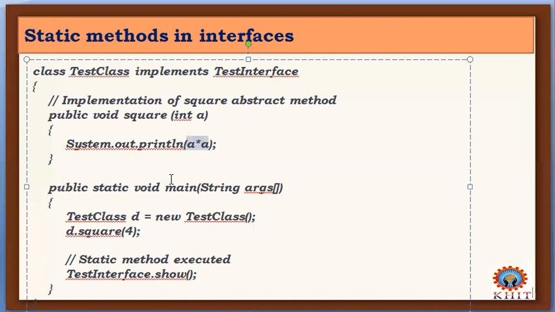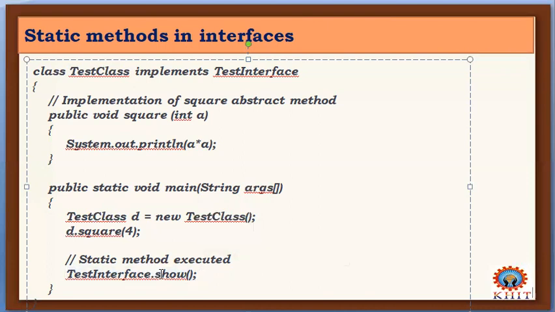Then we have the static main method. Then we are creating an object for this test class, and with the help of this object we are calling this method, d.square of 4. So it will give 4 into 4, 16 is the answer. Then this is something called a static method.